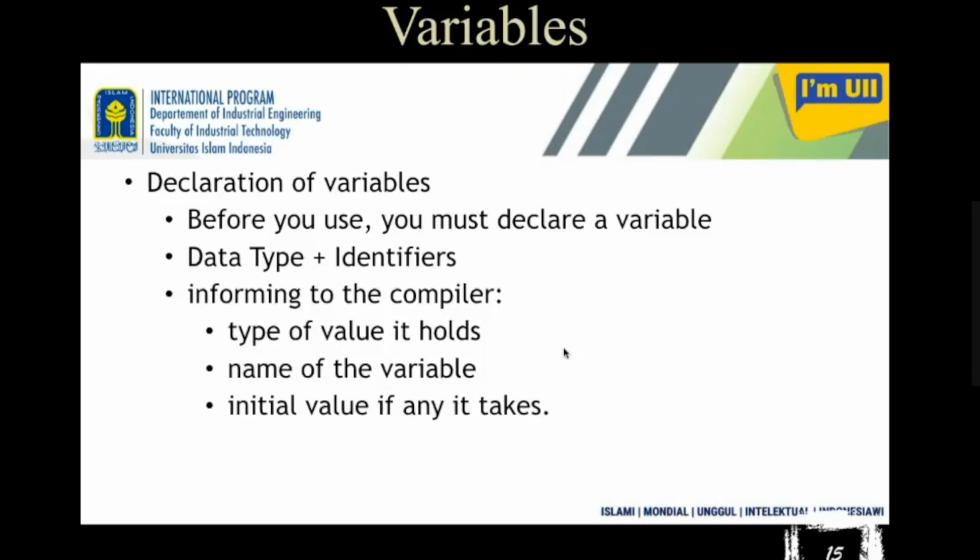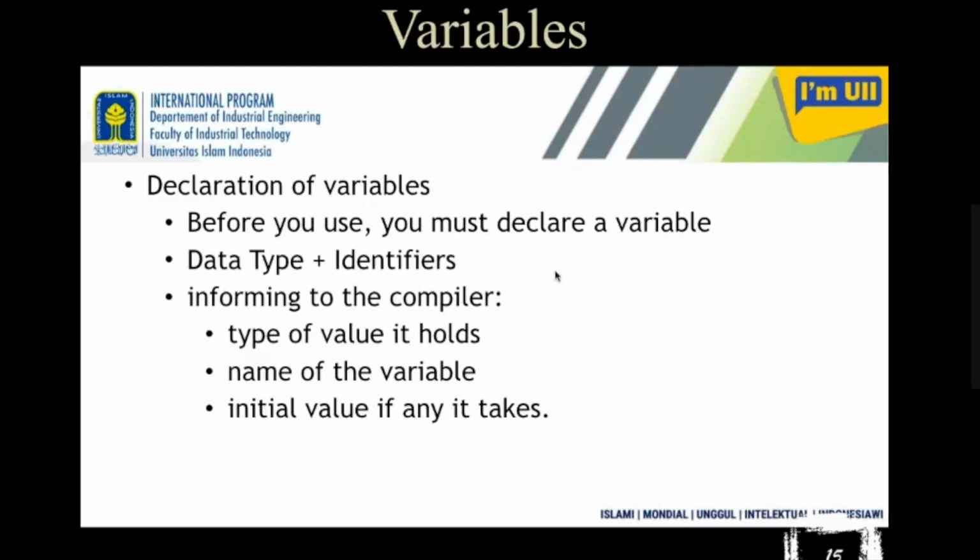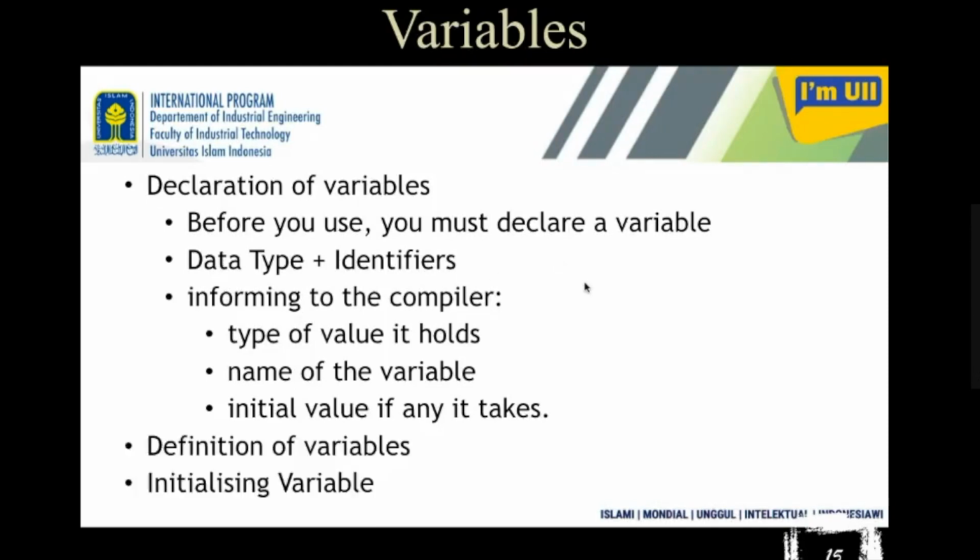This kind of variable declaration tells the computer what kind of value this identifier can store, which is identified by this data type. The name of the variable is identified by this identifier. And if initially you have given a value, then that is the initial value of that identifier. If not, then an unknown value is assigned, and that is called the garbage value. So this is called declaration.